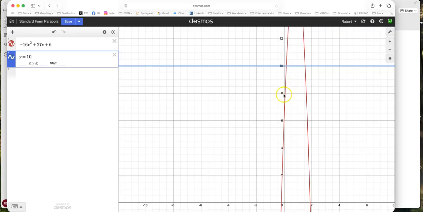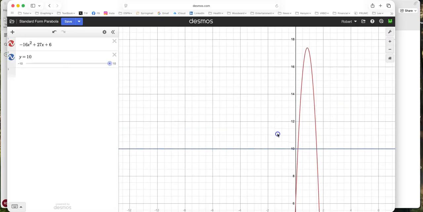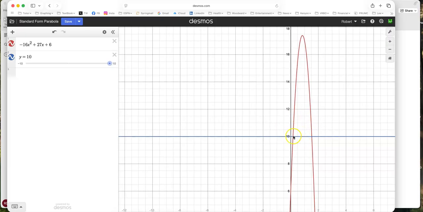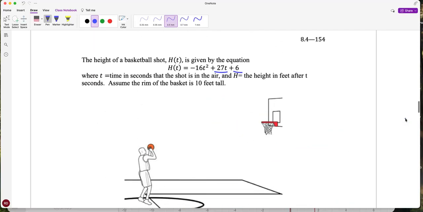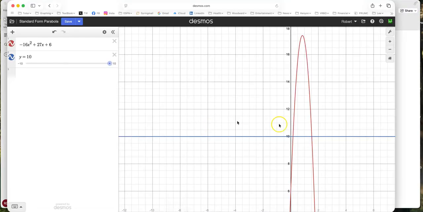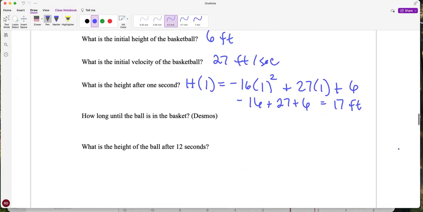If you think about it, it started out at 6 feet and it's going to go up to about 17 feet. It's going to be in the basket, not the first time it hits 10. If the shooter is 6 feet tall right here, it's going to hit 10 feet on the way up and 10 feet on the way down. So what I'm looking for is right over here, that spot where it hits 10. That's about 1.52 seconds.